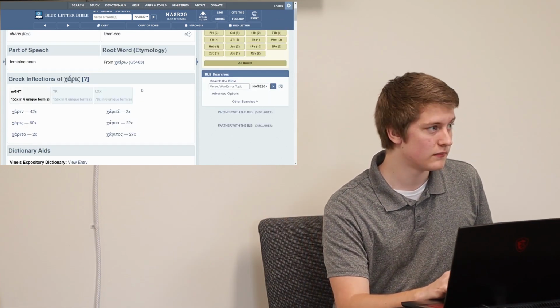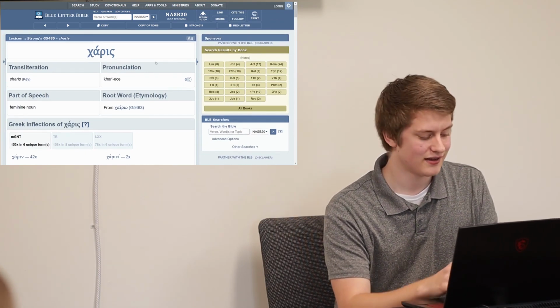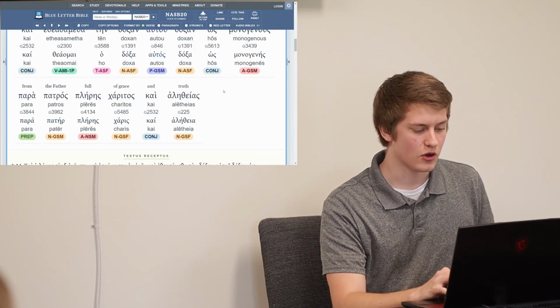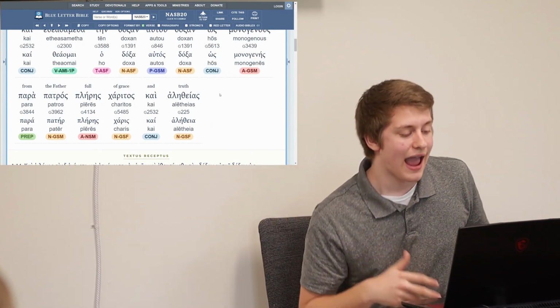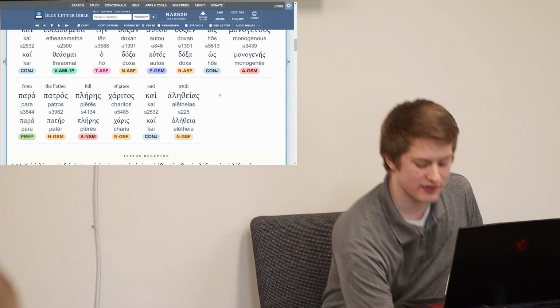That's the root, your name. What? Cars. Okay. So he is full of grace, and he is also full of truth. And you can look up truth in that one too.